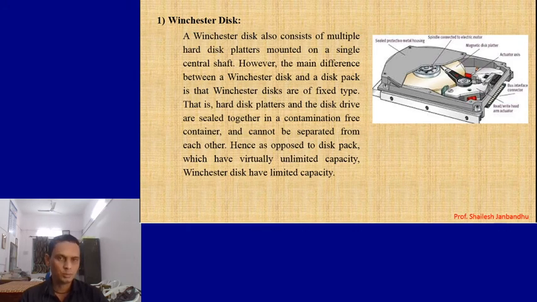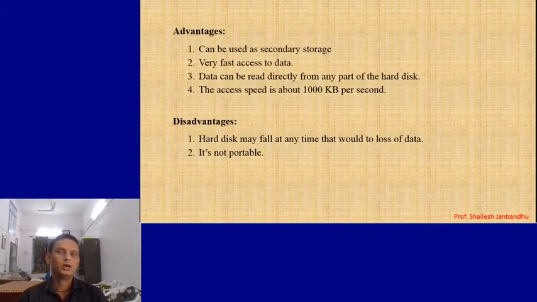If we purchase a 1 TB hard disk, we cannot increase the size of that 1 TB hard disk or Winchester Disc, but the disk pack can increase its size. The advantages of disk drive or hard disk: it can be used as a secondary storage device because the data will be stored permanently in the disk drive. It gives very fast access to data. Fast because the data is available on our disk drive and it is random access. Therefore, data can be accessed anywhere randomly.